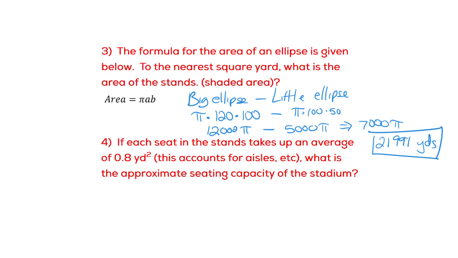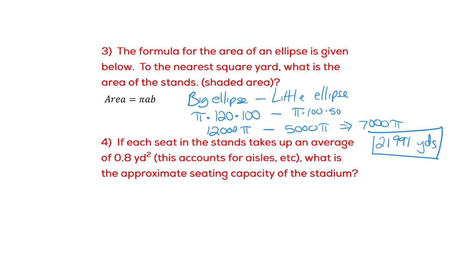But really, that's not that important until you get to number 4, which kind of is like, oh yeah, I guess it would be important to know that area. It's because each seat in the stands is going to take up an average of 0.8 square yards. And then we've kind of averaged that out. That accounts for all the aisles and all the extra space and everything. But just the stands in general, then, we're trying to figure out what is the seating capacity. I have this much space, and each seat takes this much space. So that's less than 1 square yard. So my seating capacity is going to be even greater than what this is. This is a pretty big stadium.